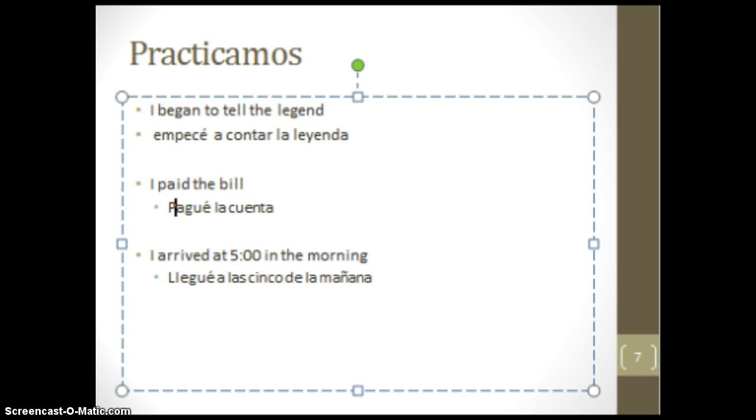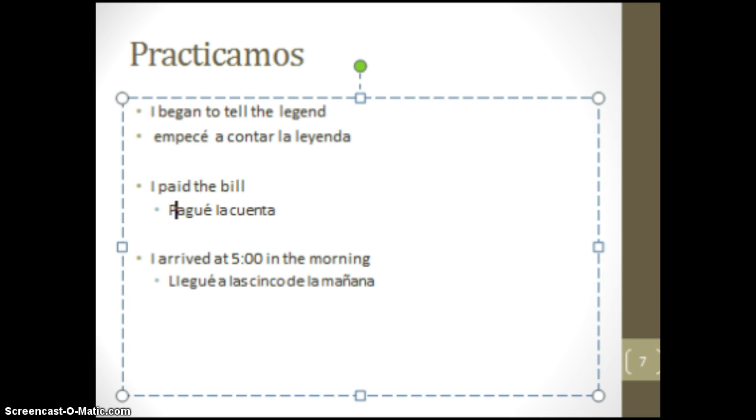Okay, so hopefully you got something similar to these answers. I began to tell the legend is going to be empezar a contar la leyenda. I paid the bill, pagué la cuenta. I arrived at 5 o'clock in the morning, llegué a las 5 de la mañana. Okay, these all have a Gar Zar change in them in the preterite. You can see that empecé, the Z turns to a C, pagar changes to a GU, and llegar changes to a GU. Okay?